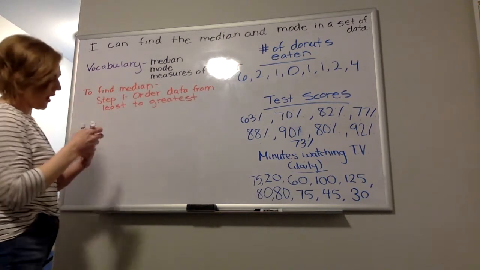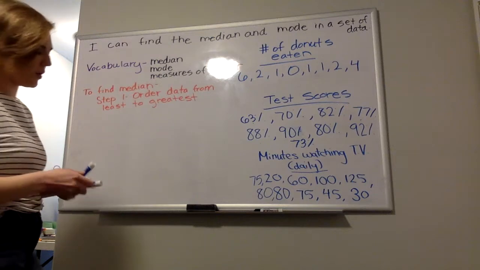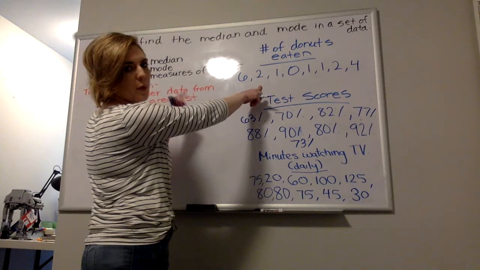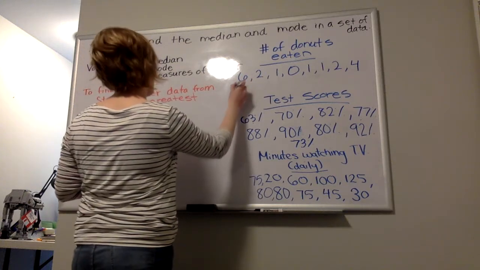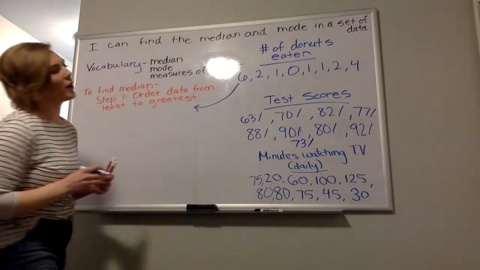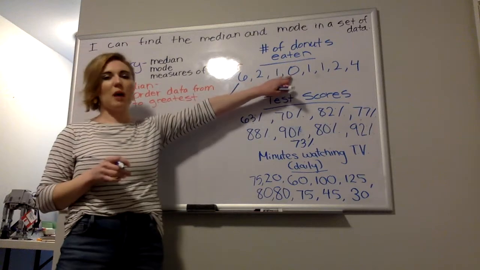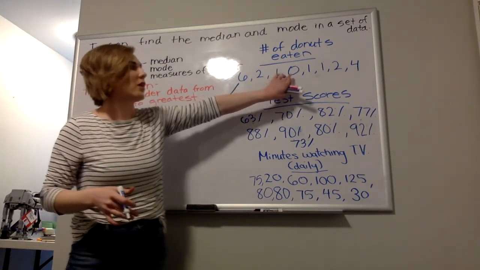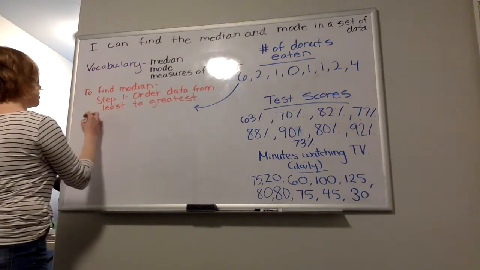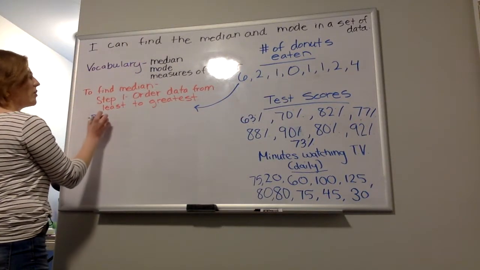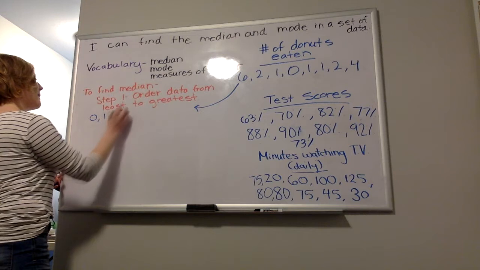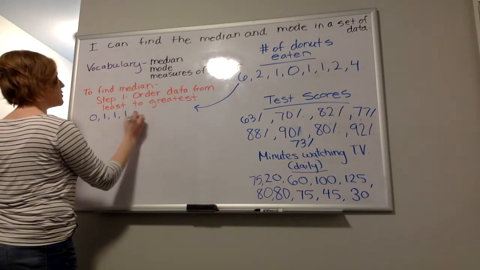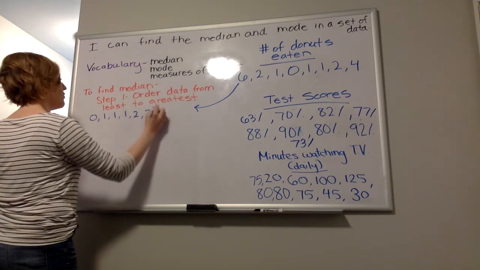Okay, so if I were to do this, and if I was going to be ordering data from least to greatest, let's start with the number of donuts that people ate at a party. Same one that you should have looked at yesterday. We are going to look at our data and start from the smallest number and go to the biggest number and order it from least to greatest. So we've got 0, and then we've got 3 ones, and then we've got 2 2s, a 4, and a 6.